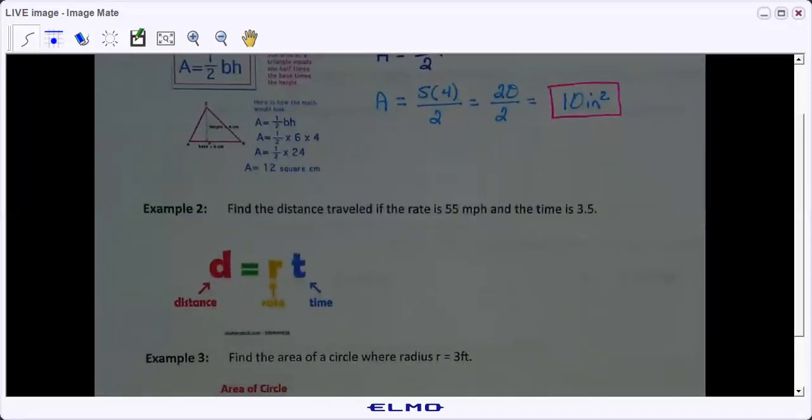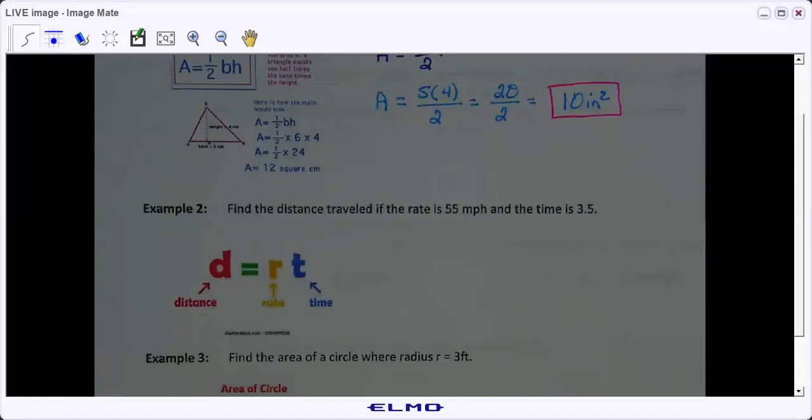Okay, in example 2, we're talking about distance. I do not know if you've seen this formula before, that D equals RT, meaning if you want to find the distance of something, you have to figure out how fast they're going and multiply it by the time they're traveling. Have you guys seen this formula in pre-algebra?